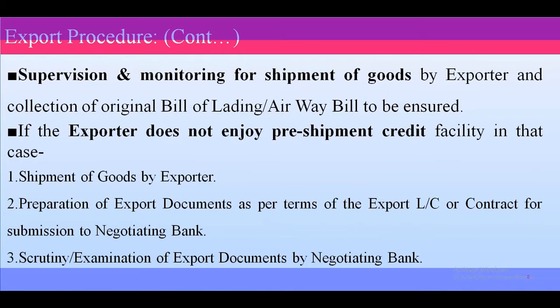Supervision and monitoring for shipment of goods by exporter and collection of original bill of lading or airway bill to be ensured. If the exporter does not enjoy pre-shipment credit facility in that case: 1. Shipment of goods by exporter. 2. Preparation of export documents as per terms of the export letter of credit or contract for submission to negotiating bank. 3. Scrutiny or examination of export documents by negotiating bank.